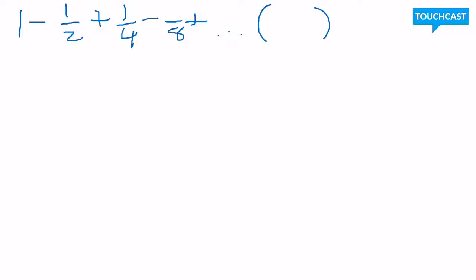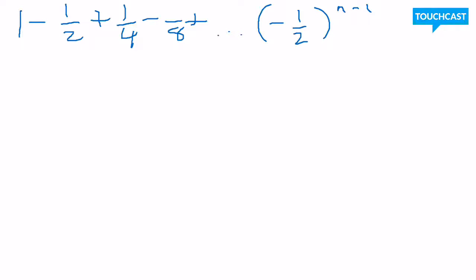For the next example, they wrote out the sequence for me. It's 1 minus 1/2 plus 1/4 minus 1/8 plus ... What they've written here at the end of this problem is what's known as the general term. It's a term that has a variable n in it, and you could plug in any value n to figure out what the nth term is.